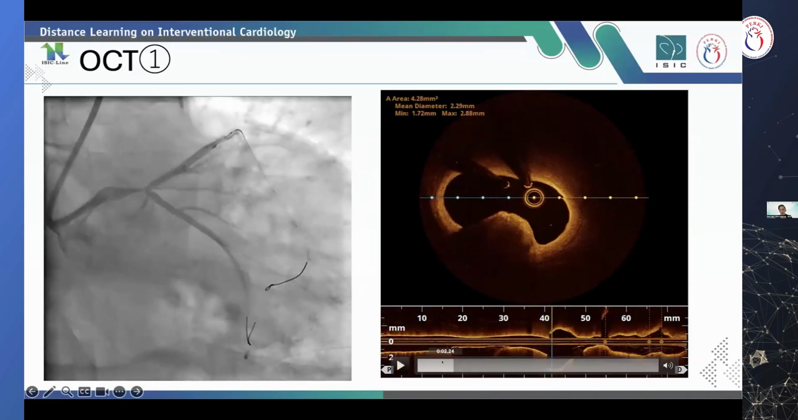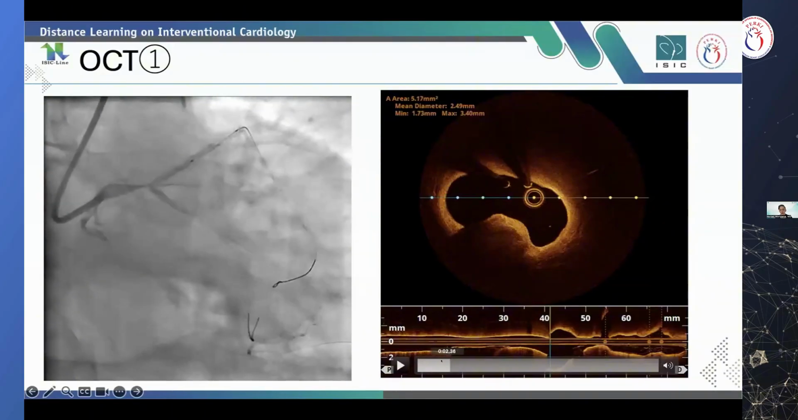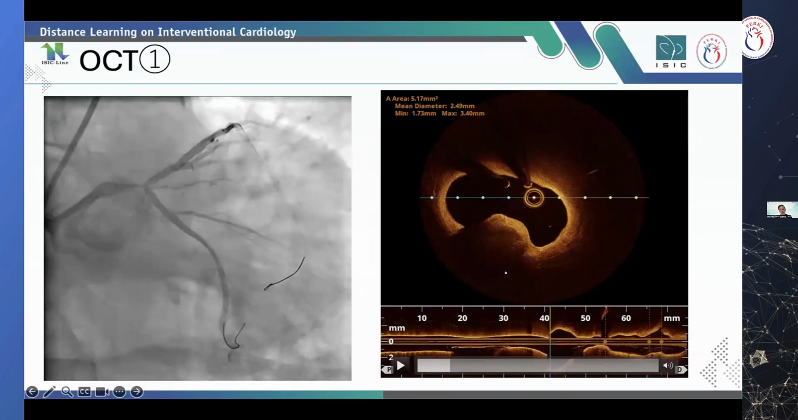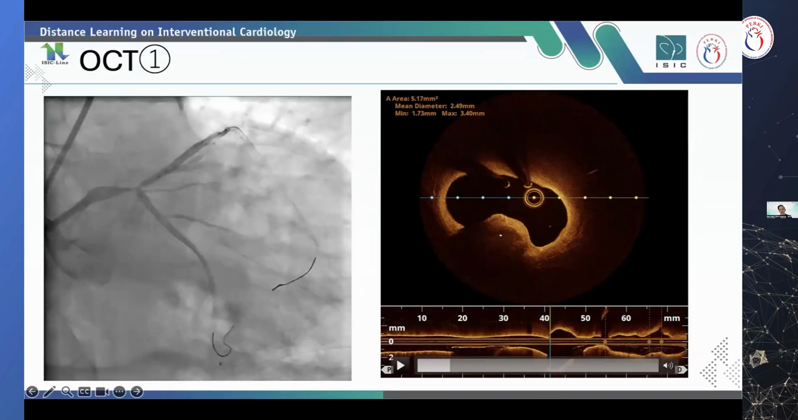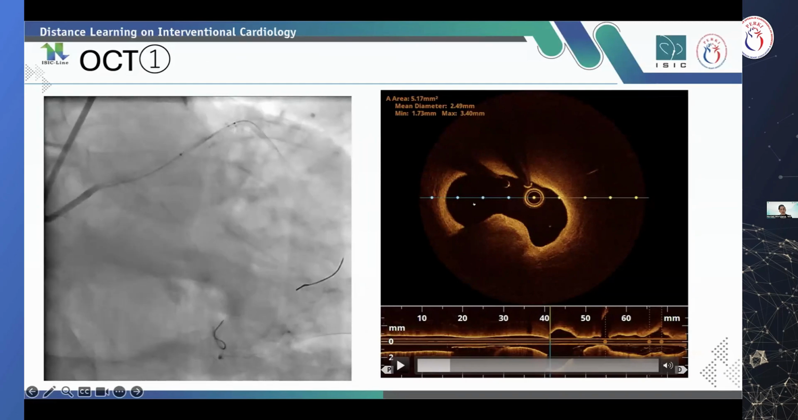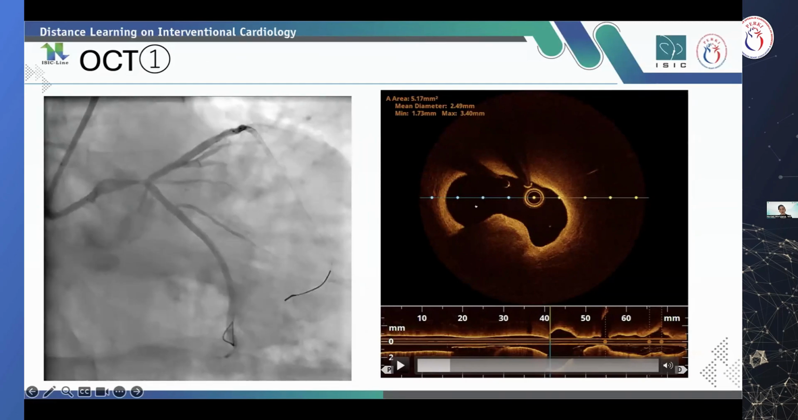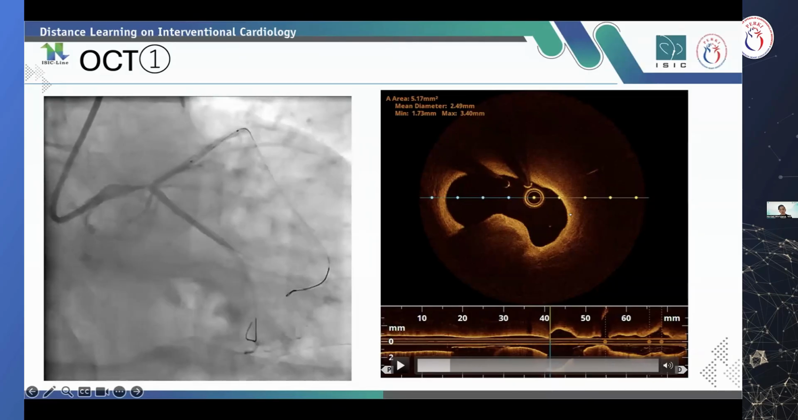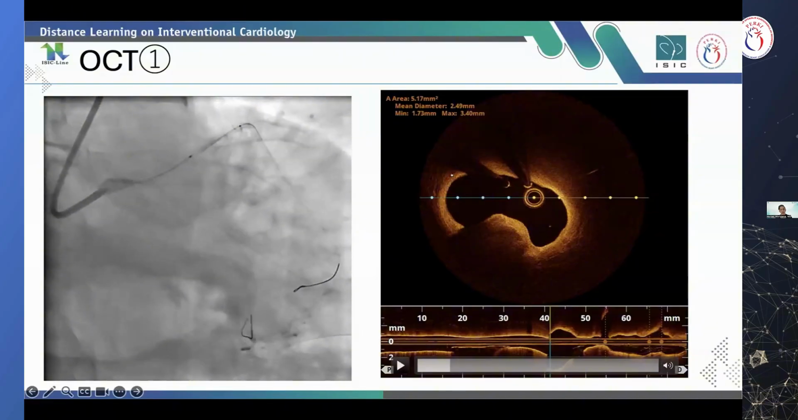So I'd like to show you in detail. This is the left main, proximal to the lesion. You can see the calcified nodule. In this slice, we can see the belly widely open left main coronary area.